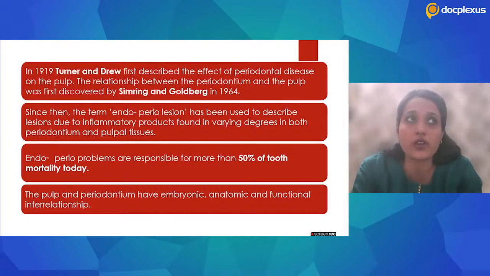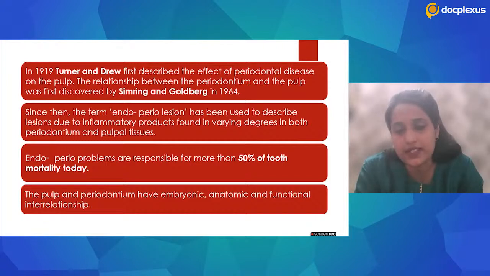Also, we have seen many studies that they are responsible for 50% of tooth mortality. The pulp and periodontal tissues are so commonly associated that they have embryonic connections, ectomesenchymal cells, and anatomic connections by dentinal tubules, lateral or accessory canals, and functional interrelationship.